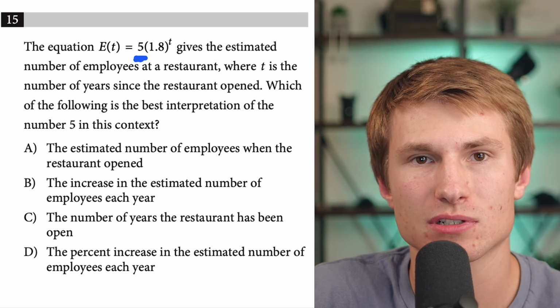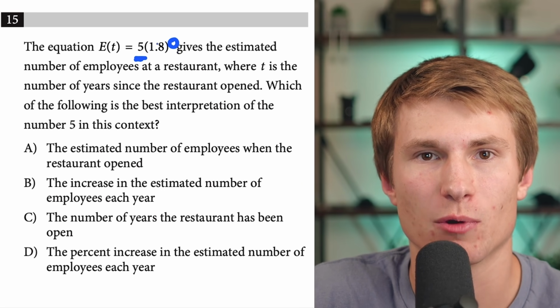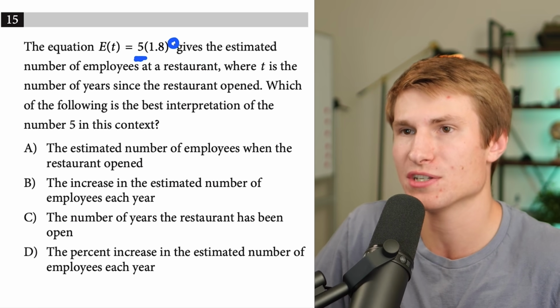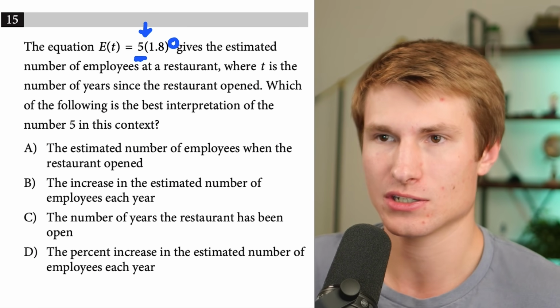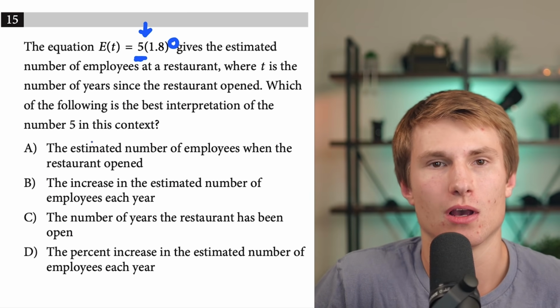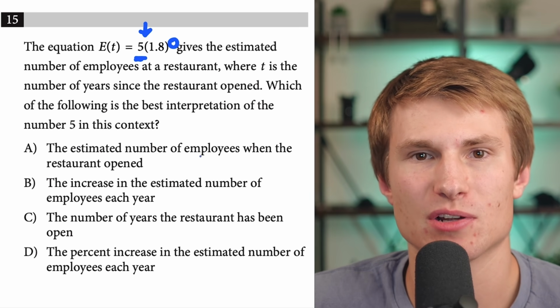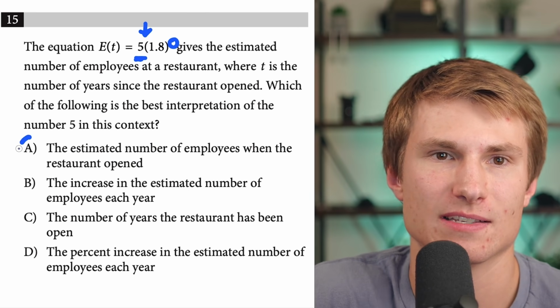It is the amount that when t is 0, we will have, because any number raised to the power of 0 is 1. So this is our initial amount, and that is a very important thing to know for the SAT math section. Let's go ahead and run through our answer choices. We have A, the estimated number of employees when the restaurant opened. That is the correct answer.